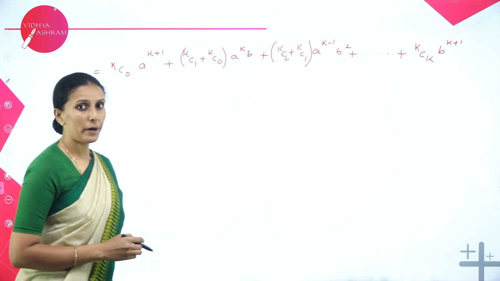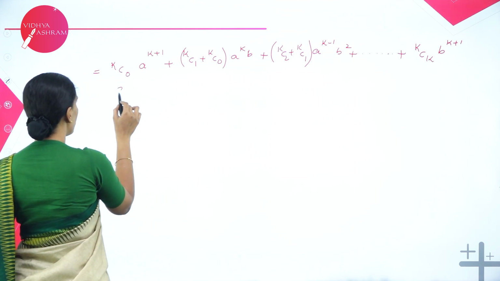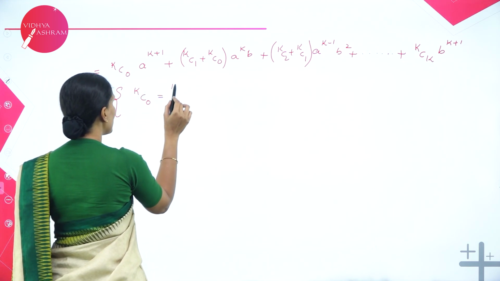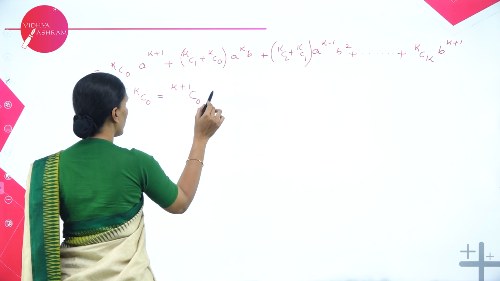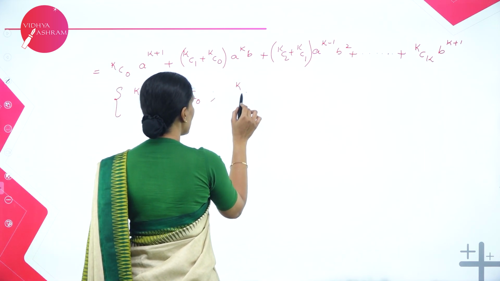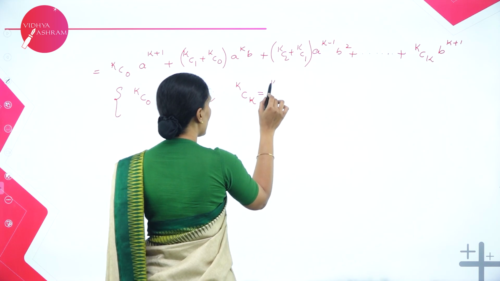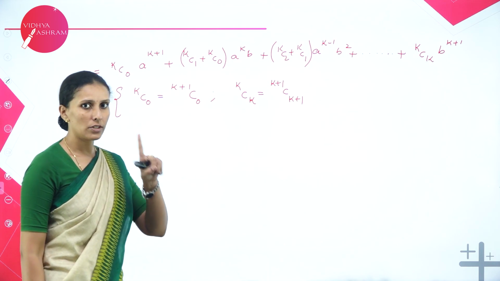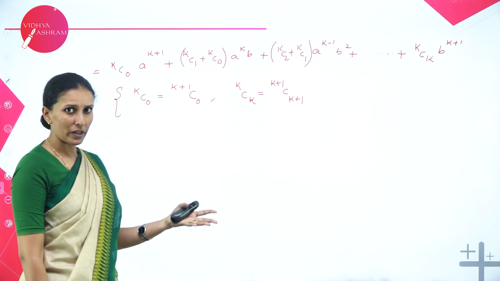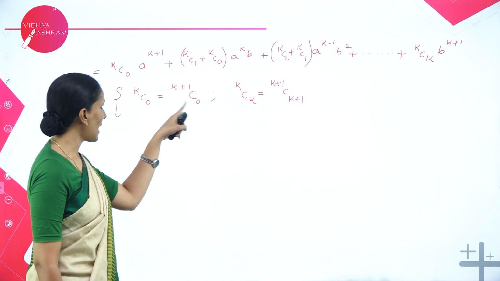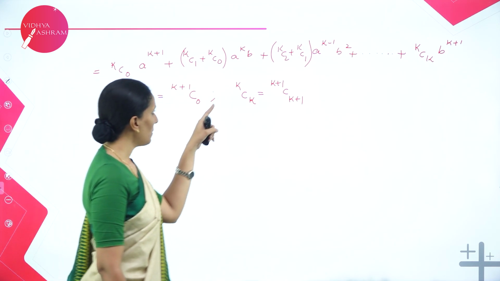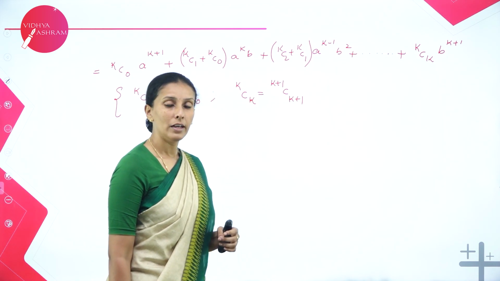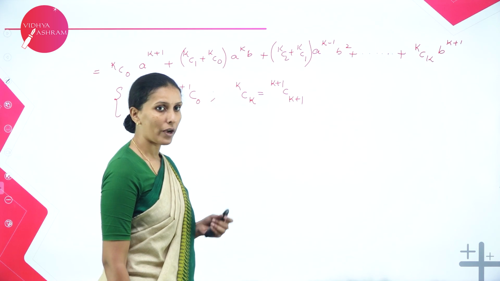So now, using the property of combinations, we know that kC0 is the same as k plus 1 C0, and similarly kCk is the same as k plus 1 C k plus 1. Because what is kC0? It is 1. Whatever value you replace k with and 0 as r, you will always get 1. Similarly, kCk value is also 1. So if you change it to k plus 1, it doesn't alter the values. It's one and the same.